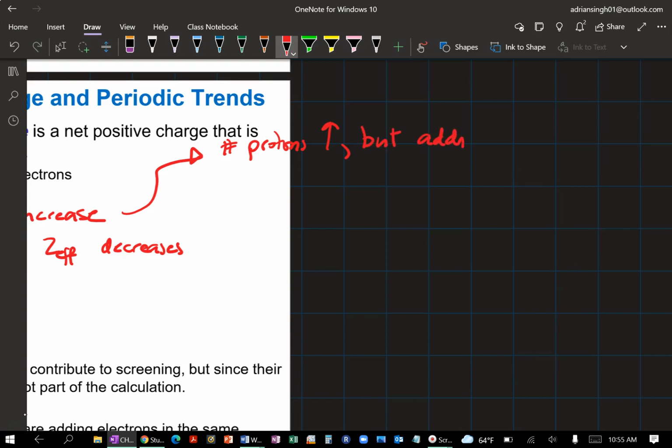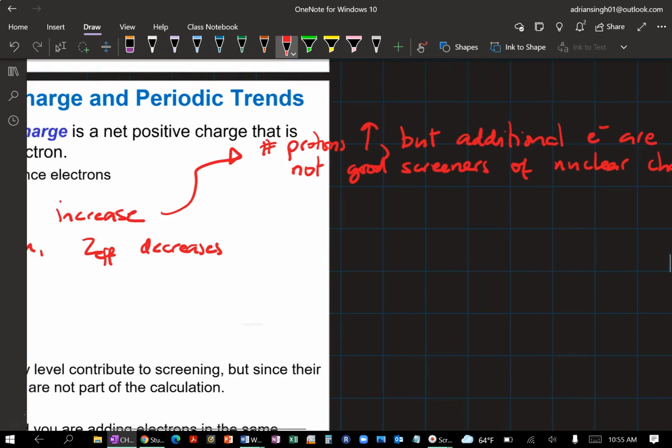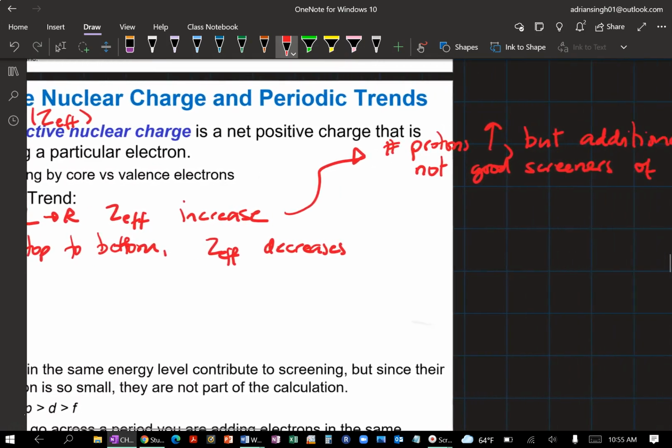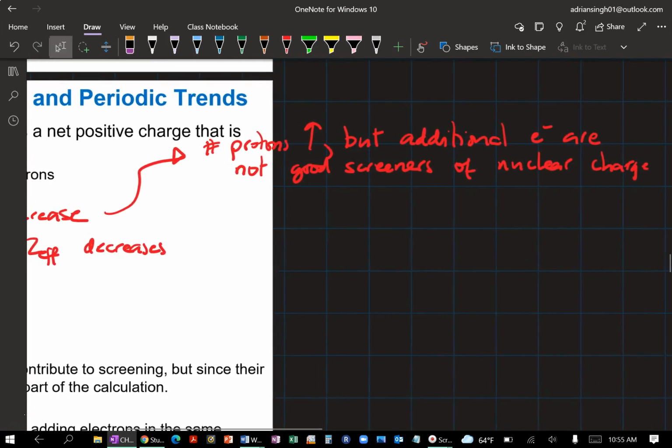So that means they're not really good screeners of that nuclear charge. So the additional electrons are not good screeners of the nuclear charge. So in other words, the outermost electrons actually feel a stronger pull towards the nucleus, and as a result, if they're being pulled closer to the nucleus, that will affect some of the properties of the elements.